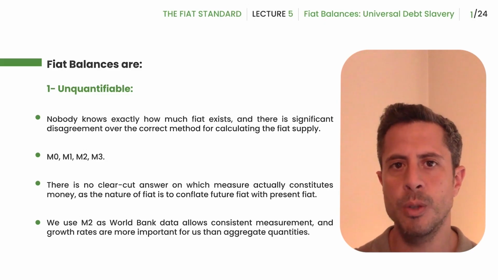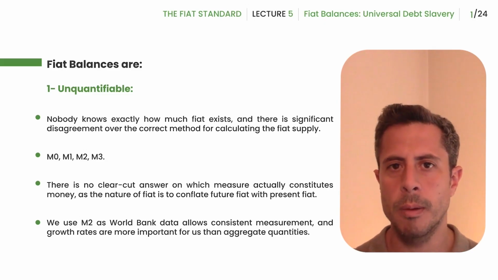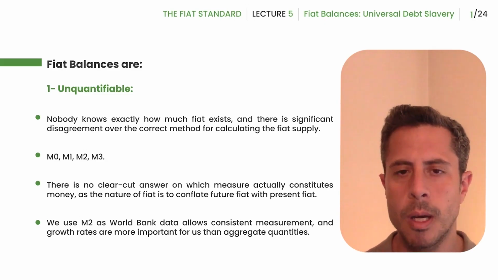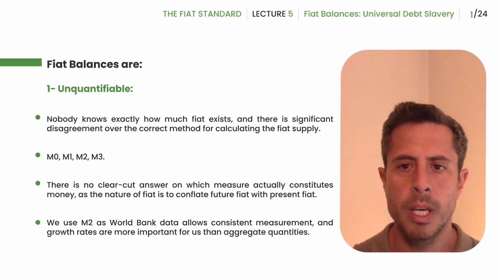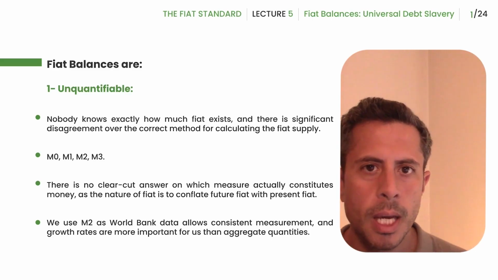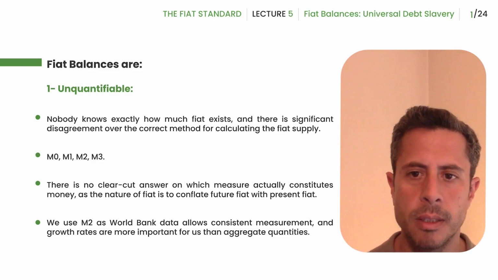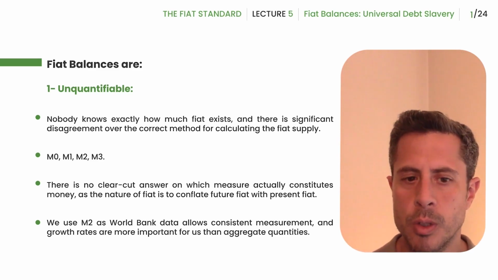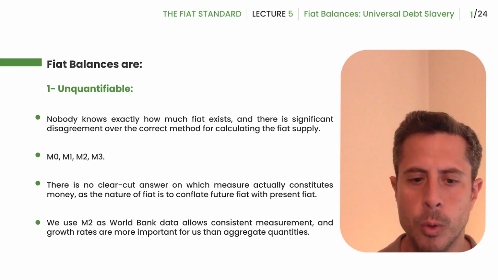And this data, by using this measure that is consistent across time and across countries, gives us the best ability, in my opinion, to think about long-term movement in the money supply. So we go with M2, and it's a wide measure of money, but there are wider measures. You could do M3, and some countries even have M4.